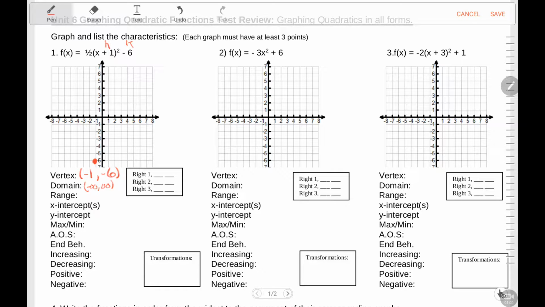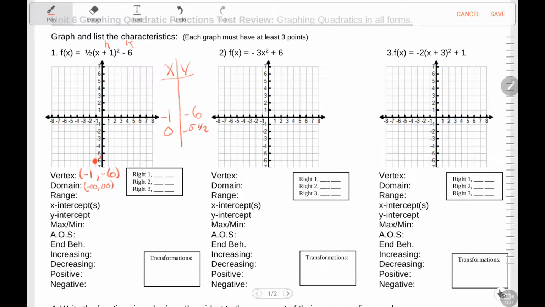This is positive, so it's going to open up, and we can do a little table to see what's going on. It does have this half here, so instead of going up one, over one, it's going to go over one, up a half. But you can find that out by plugging in 0. If you plugged in 0, you get 0 plus 1, 1 squared would be 1, a half times 1 would be 1/2, minus 6 would be negative 5.5.